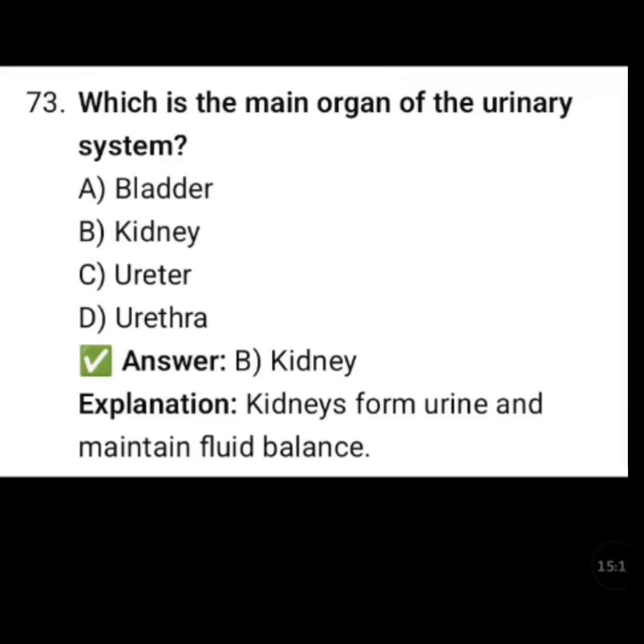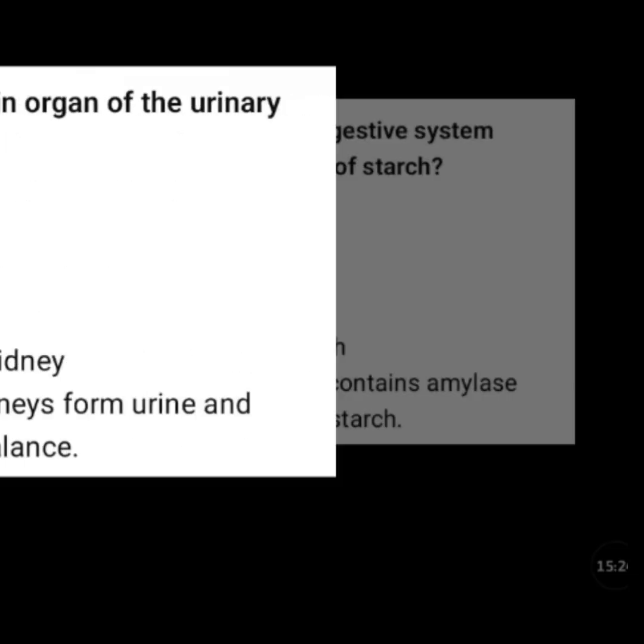Which is the main organ of the urinary system? Bladder, kidney, ureter, urethra. The correct answer is option B, kidney. Kidneys form urine and maintain fluid balance.